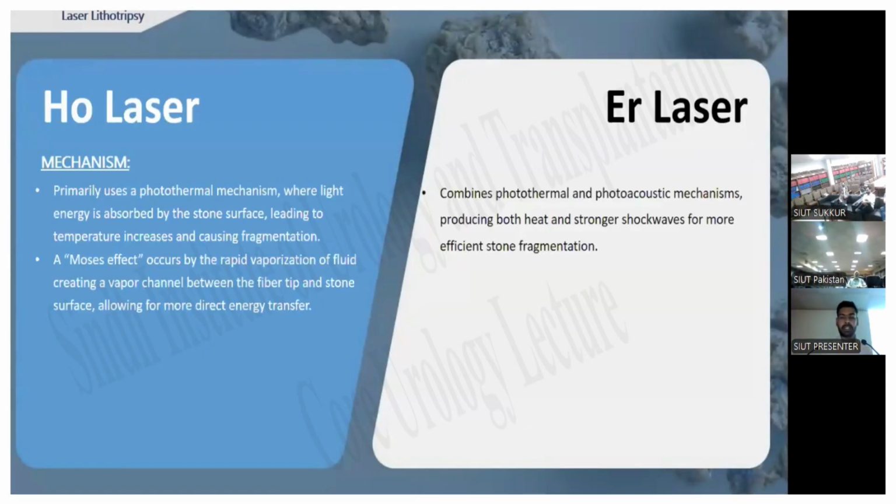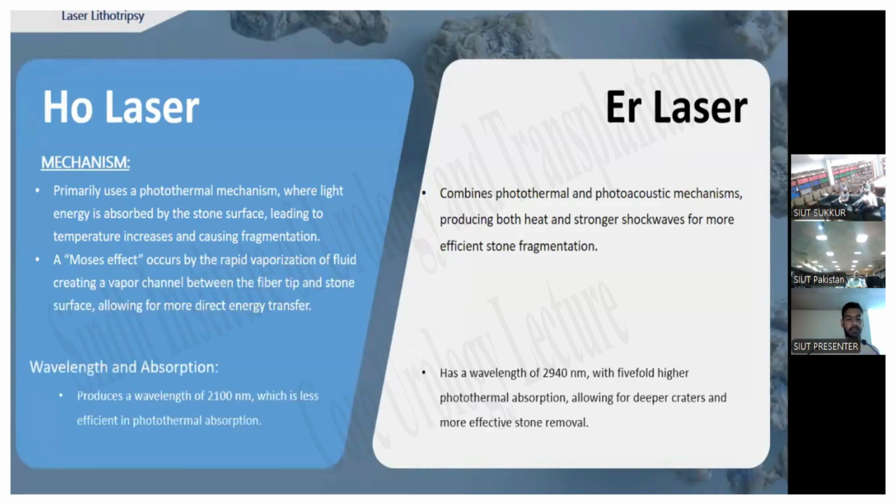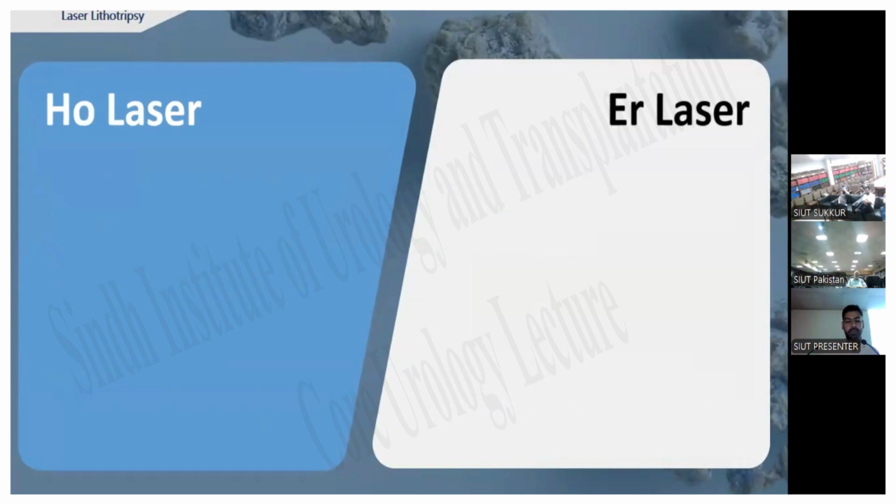Okay, so the erbium YAG laser combines photothermal as well as photoacoustic mechanisms, producing both heat and stronger shock waves for efficient stone fragmentation. On wavelength and absorption, the holmium laser produces a wavelength of 2100 nanometers, which is less efficient in photothermal absorption, while the erbium laser has a wavelength of 2940 nanometers with 5-fold higher photothermal absorption, allowing for deeper craters and more effective stone removal.